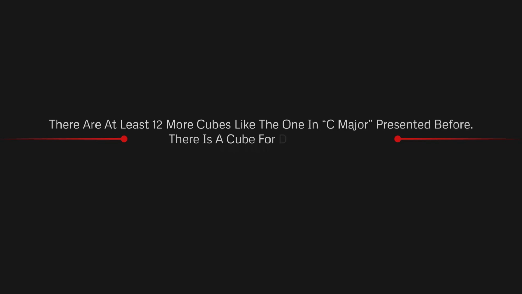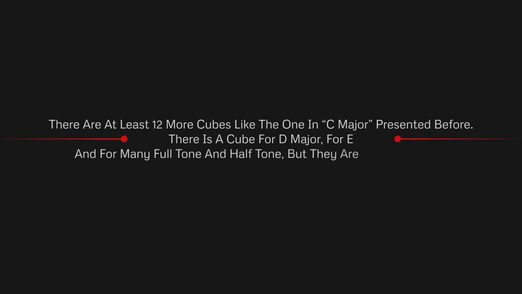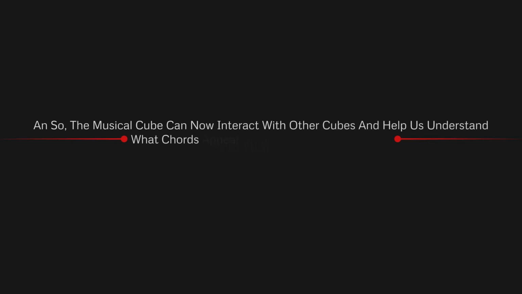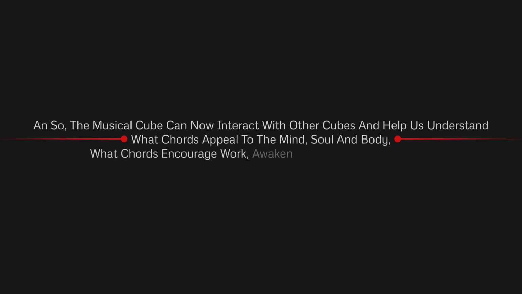There are at least 12 more cubes like the one in C major presented before. There is a cube for D major, for E, and for many full tone and half tone, but they are built identically. So the same tridimensional model that works for C major is good for the rest of the notes. And so, the musical cube can now interact with other cubes and help us understand what chords appeal to the mind, soul, and body. What chords encourage work, awaken passion, or relax the soul.